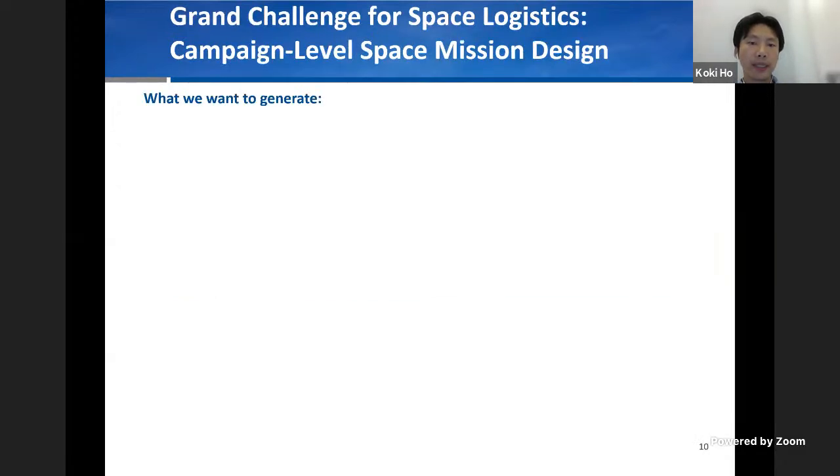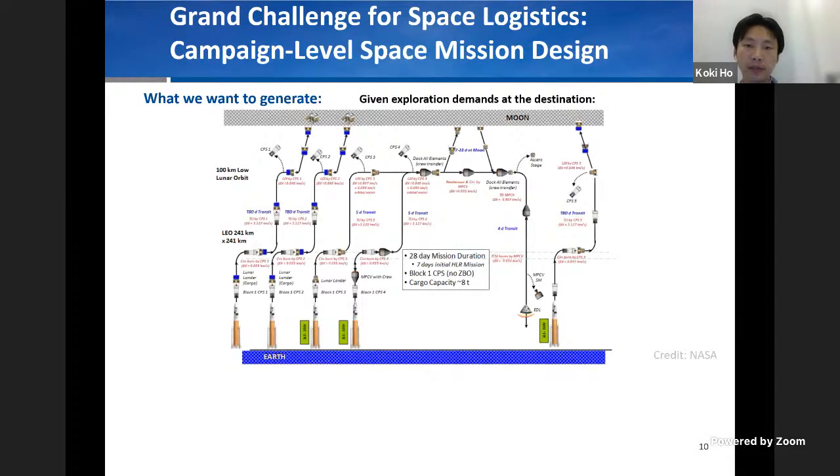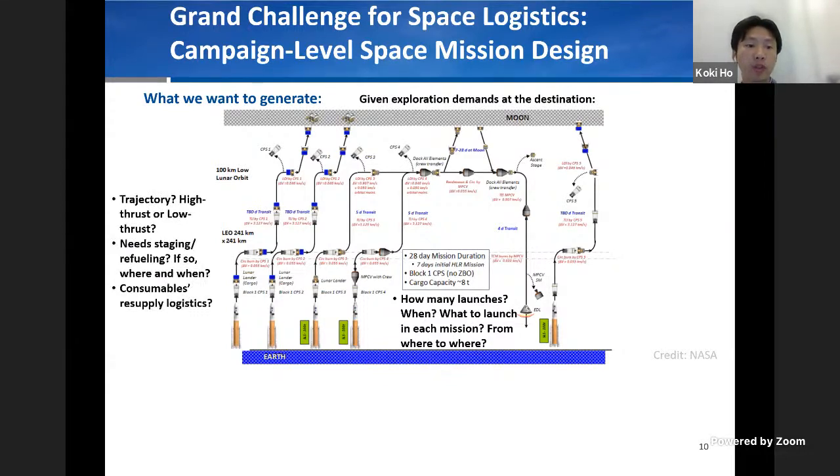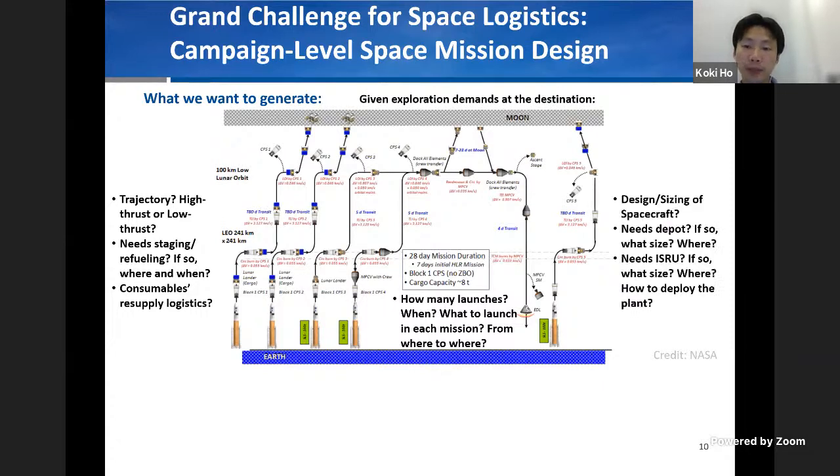What I mean is that we want to generate this entire, sometimes called bar chart, multi-mission scheduling problem, which includes the schedule and also how many launches, when to launch what from where to where, and the trajectory choice, and whether we use high thrust or low thrust. Do we need staging? Do we need refueling? And how about the consumables? And how about the spacecraft design itself? And do we need ISRU or not? All these questions need to be answered.